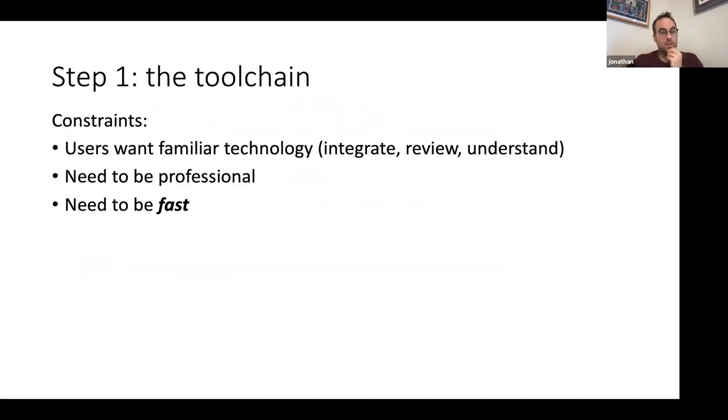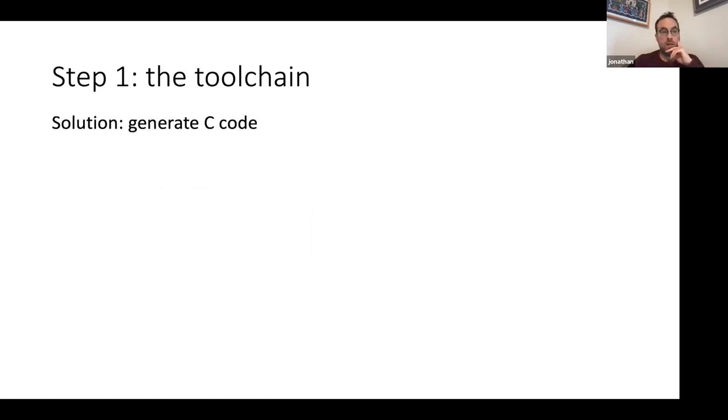So before I tell you how we compile to WASM, I think a little bit of context on what exactly the toolchain we use would be helpful. So one constraint that I mentioned is that users want familiar technology. They don't want OCaml. They want something that can be integrated, reviewed, and understood. The quality of the code that we generate and produce as part of our verification toolchain needs to be very professional, and it needs to be very fast. So all of these are reasons why OCaml wasn't a good target for our verification pipeline. Instead, we chose to generate C code, and that turned out to be a very fortuitous choice.